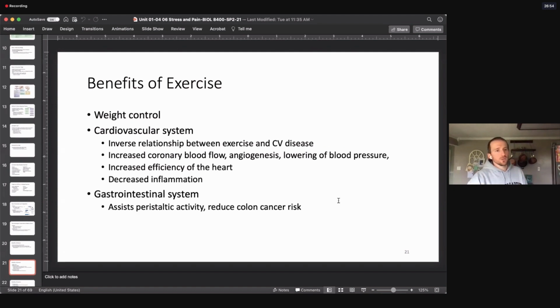What are some of the benefits? Weight control, and your cardiovascular system gets better. In effect, it gets more efficient. Your gastrointestinal system becomes more efficient. It turns out people who exercise have a gastrointestinal system that is more efficient at peristalsis, so moving that stuff through. There are fairly good correlations between levels of exercise and a reduction in colon cancer risk. They kind of work together.